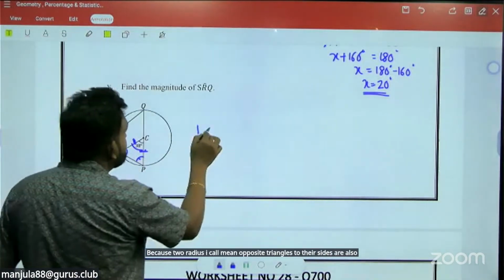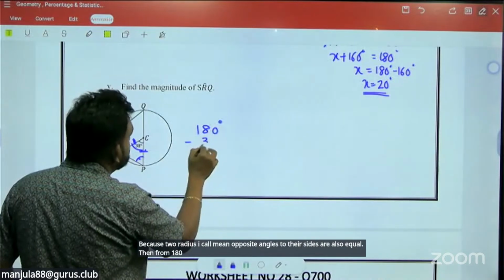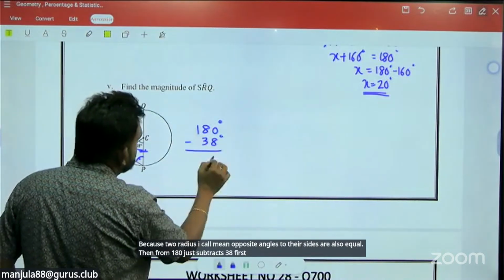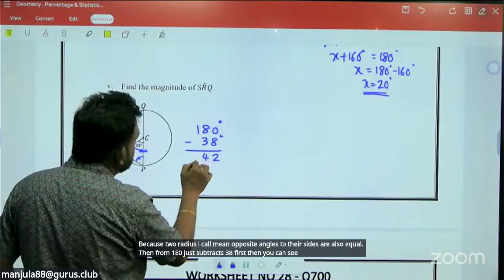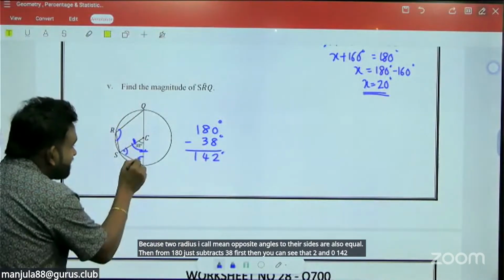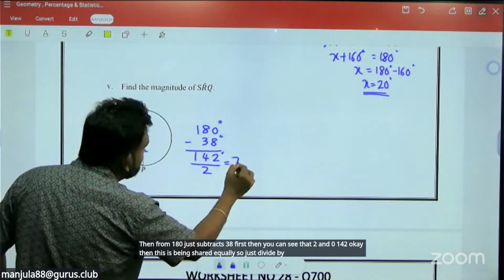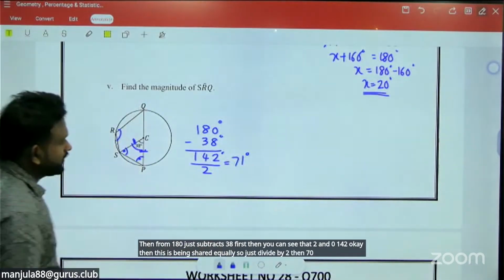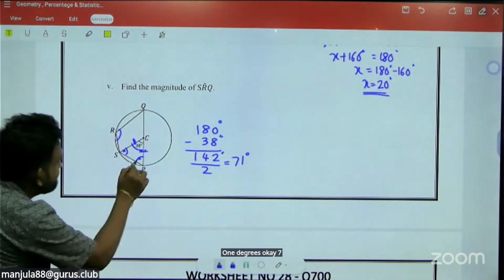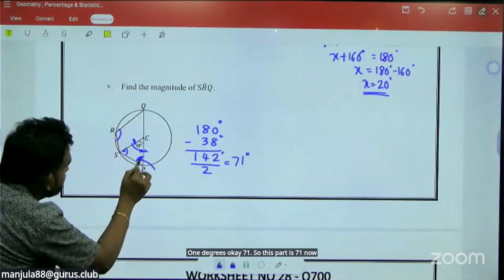Then from 180, just subtract 38 first. Then you can see that it is 142. Okay, then this is being shared equally, so just divide by 2, then 71 degrees. Okay, 71. So this shaded, colored part is 71 now.